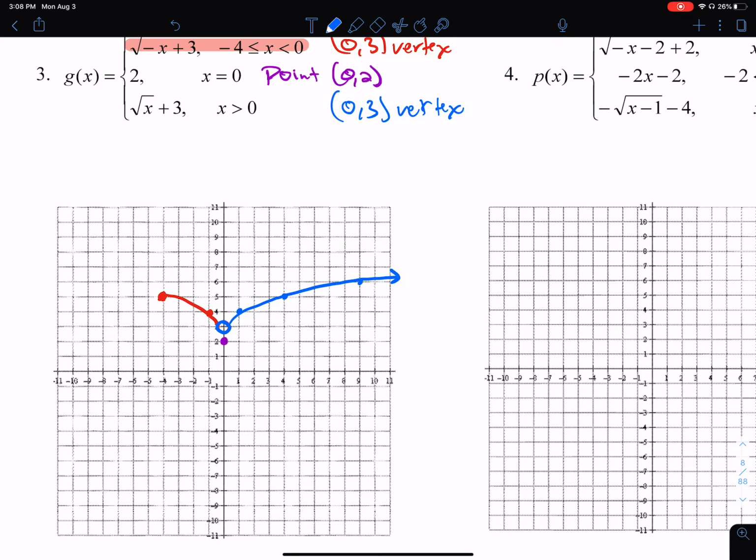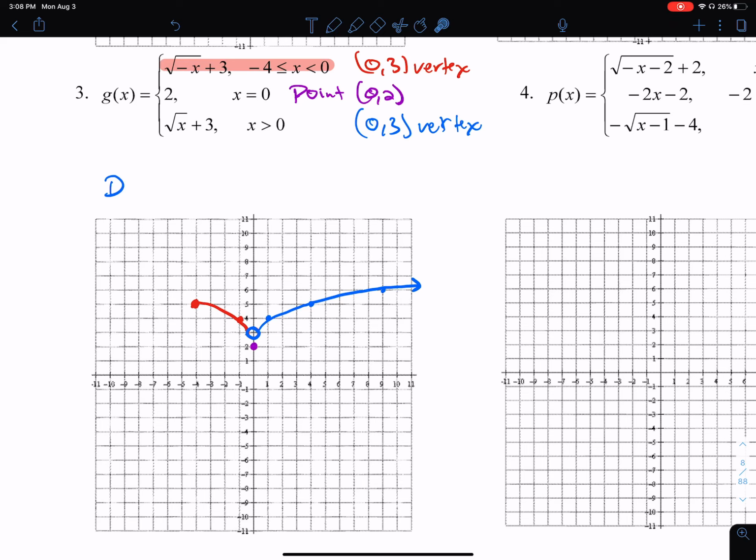What's the domain of this? Well, the domain, every x value to the right of negative 4 is accounted for, including negative 4. As far as the range goes, this gets a little tricky. The range starts at 2.